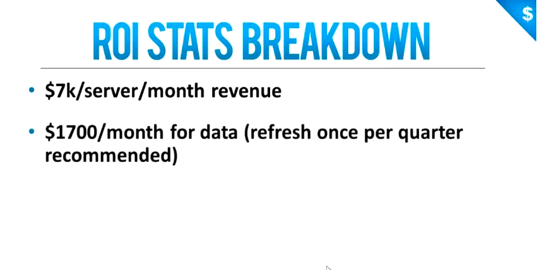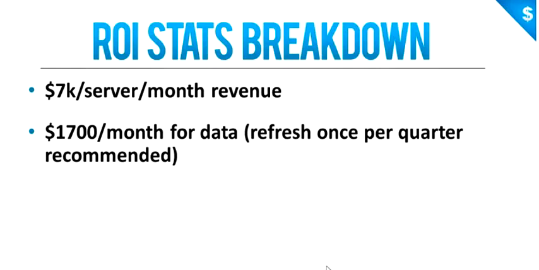Now, there are 2 major expenses with this that we have. We have our data expense, and that's a little less than $1,700 a month for us. Here's the way the data works. Basically, we are refreshing our list on that server about once every 3 months. So we're not necessarily paying $1,700 each month. We're paying one chunk every 3 months, but that equates to a little less than $1,700 a month is what we're paying for our data.